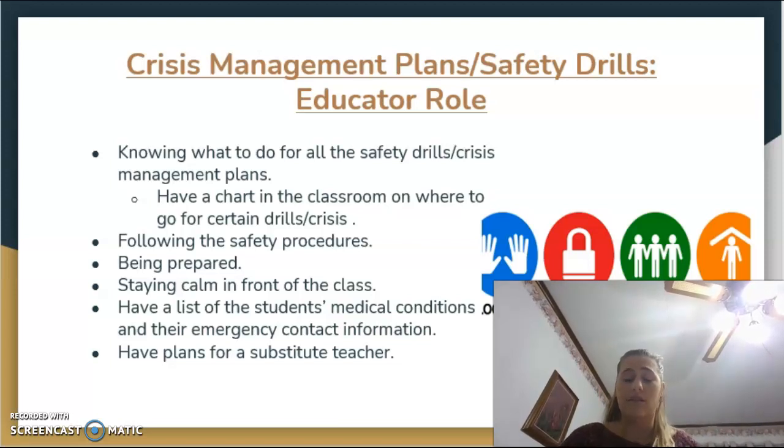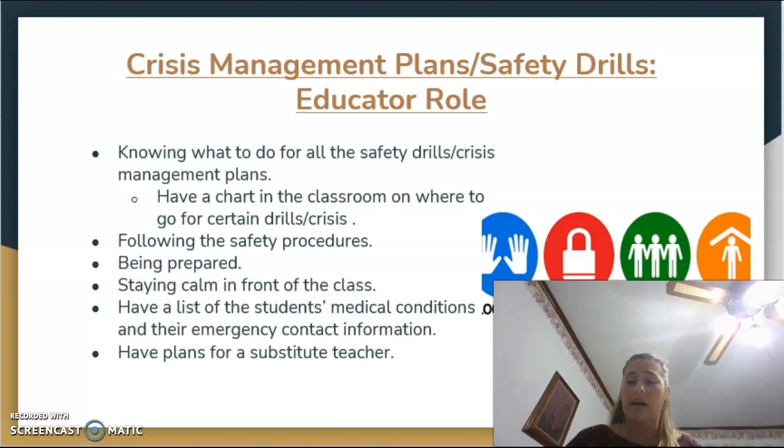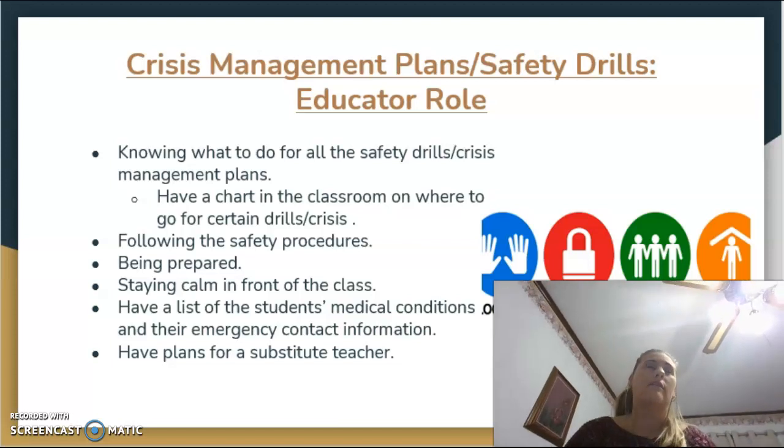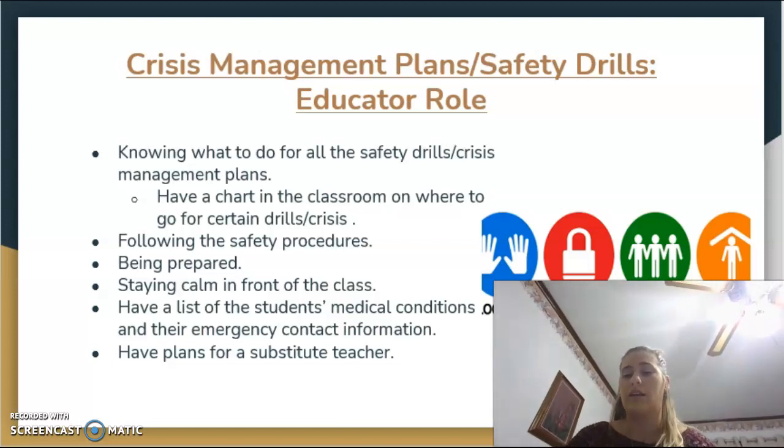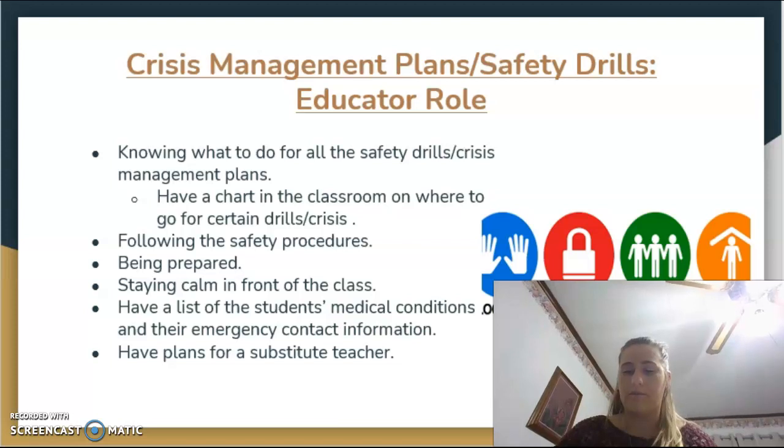Being prepared is extremely important. Staying calm in front of the class. I say this because if a teacher is not calm and is panicking, that can make the students scared.